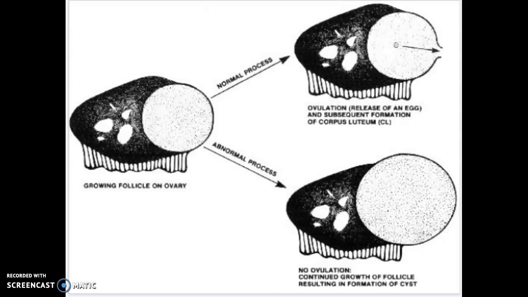So here's that diagram I was talking about: a growing follicle on the ovary on the left, and then you see a normal process of ovulation in the top right hand corner, or an abnormal process where that follicular cyst just continues to grow and does not actually ovulate the egg that's inside of it. So that would probably be a nymphomania situation.